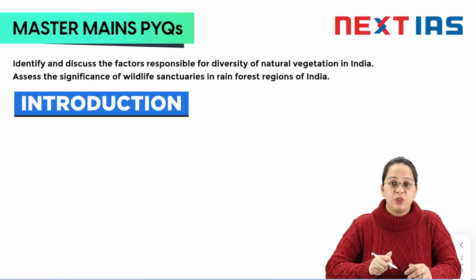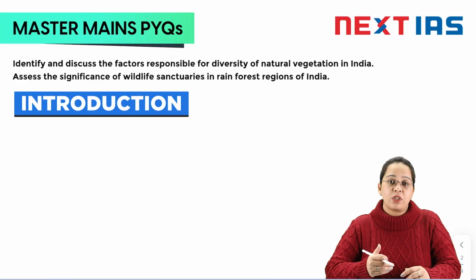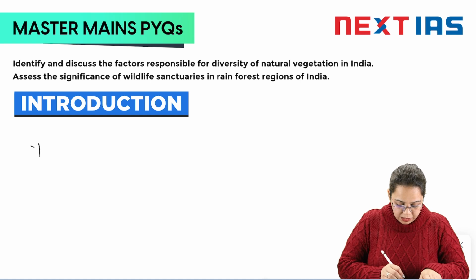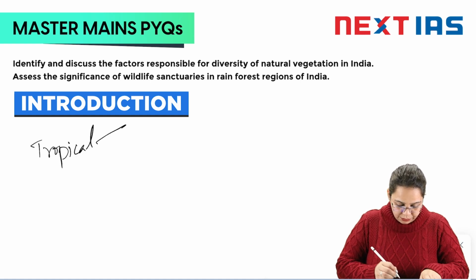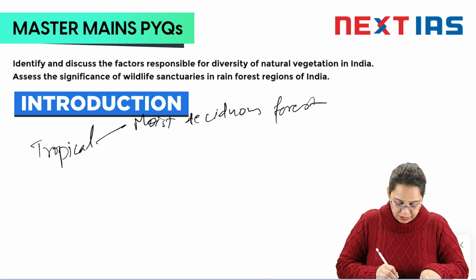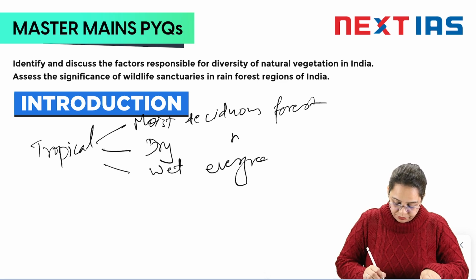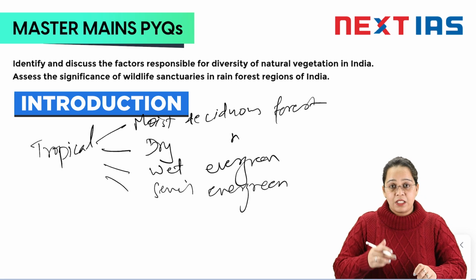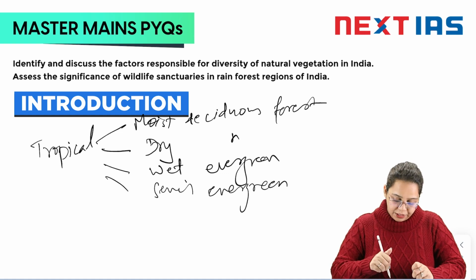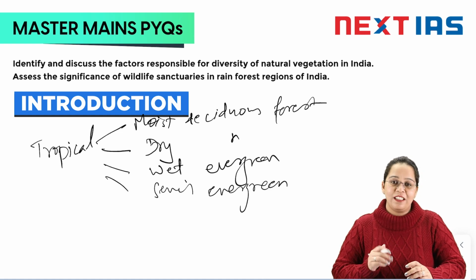In the intro part, you can start by citing the different natural vegetation present in India. We will write these one by one. If you start from the tropical, first is moist deciduous forest. Second is dry deciduous. Third is wet evergreen, and semi-evergreen. All these natural vegetation types you need to write in the introduction, because we need to identify these and then tell how the factors are responsible for such diversity in the natural vegetation.